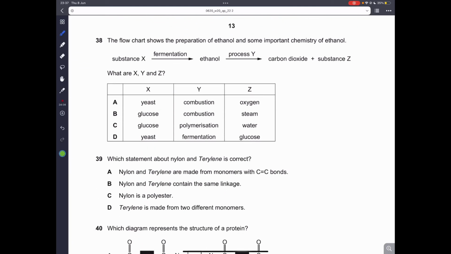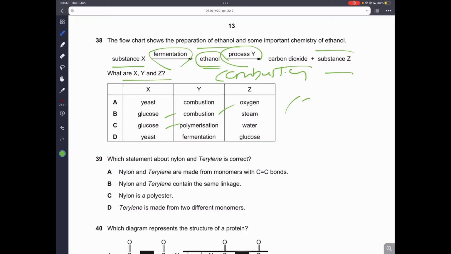38. The flowchart shows the preparation of ethanol and some important chemistry of ethanol. What are X, Y, and Z? Okay, typical question. Substance X undergoes fermentation to produce ethanol. Well, the substance is glucose. And ethanol, by the process Y, produces carbon dioxide and something. This process is called combustion, in which it reacts with oxygen to produce carbon dioxide and steam, or water vapor, if you would like to call it.